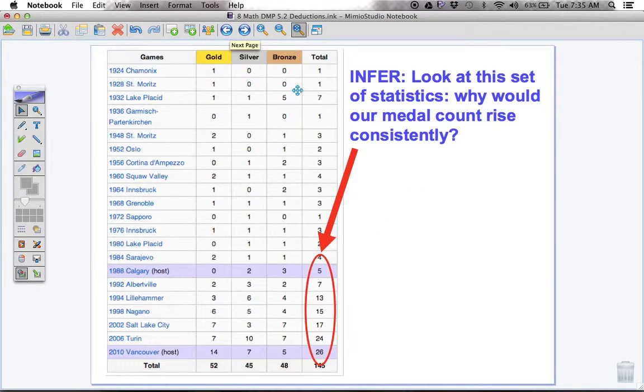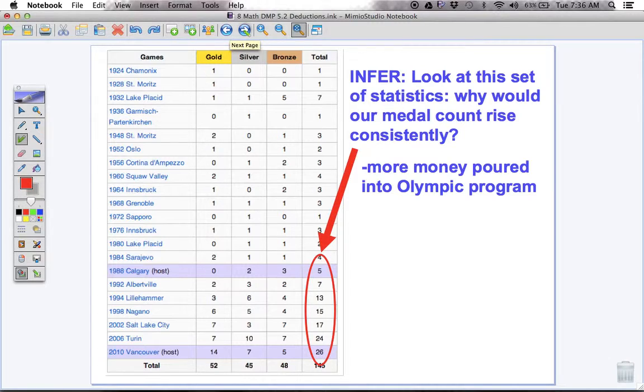So now we're going to do one inference. We're going to look at this set of statistics, this trend, 4, 5, 7, 13, 15, 17, 24, 26. And we ask that all-important question, why? Why would the medal count rise so consistently? What is it that has happened in this time?